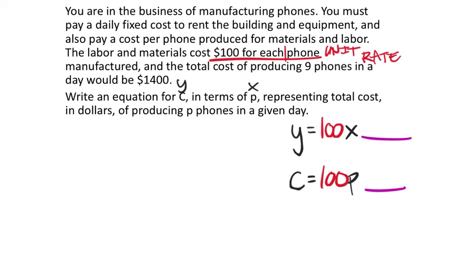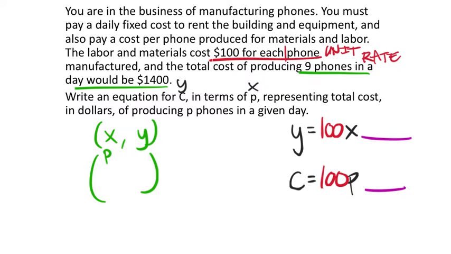But then it says the total cost of producing 9 phones a day would be $1,400. This right here is an ordered pair. So we know X and Y would be our ordered pair, but this one is showing X is P and then the Y is C. And again, how do we know that? Because it told us it's C in terms of P, right? So the cost for those 9 phones would have been $1,400, so that's my C value there, $1,400, and that was for 9 phones. Okay, so what we have here is an ordered pair.